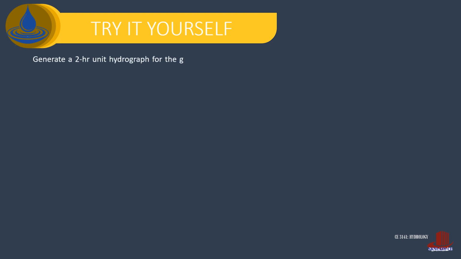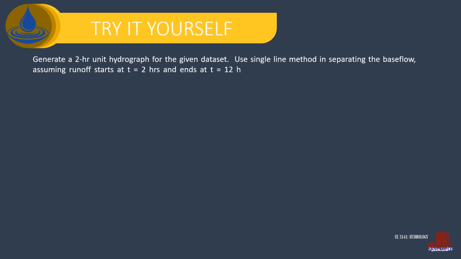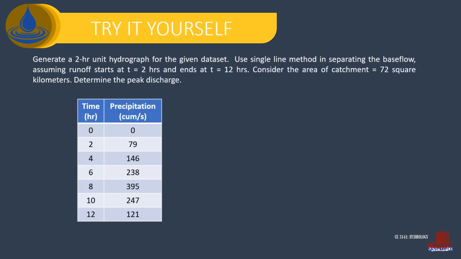Now it's your turn to solve the following problem, similar to the example. The data is with 2 hour time intervals, where the base flow separation will be through the single line method from T2 until T12. The water basin has an area of 72 square kilometers. Solve for the 2 hour unit hydrograph, then determine the peak discharge, which should be 46.454 cumecs per centimeter. Good luck!